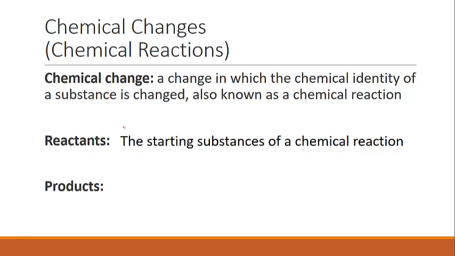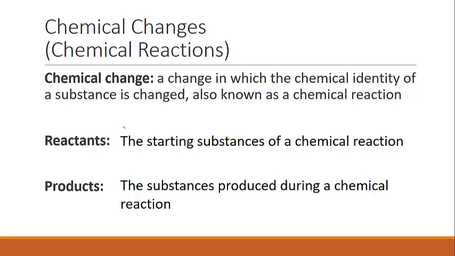A chemical change, also known as a chemical reaction, is a change in which the chemical identity of a substance is changed. We talked about physical changes, and that was a change in which we could see that something had occurred, but that the chemical identity of the substance remained the same, such as with boiling. In a chemical change, we actually see that the formulas of the reactants, the starting substances, are different than the formulas for the ending substances known as products.